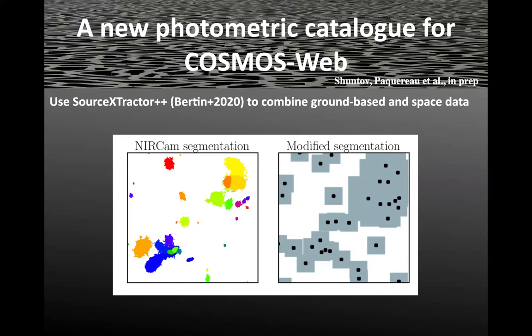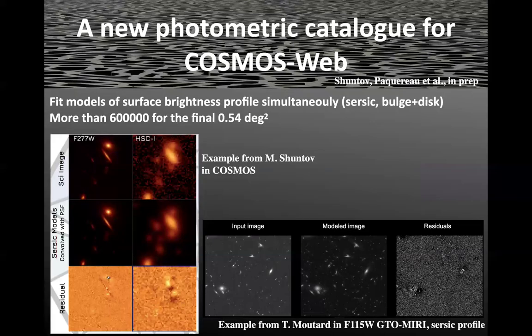To do the photometry, we do this profile fitting. We have a surface brightness profile. We use either a Sersic or a bulge plus disk model, and we fit this model to the observation, and we fit them together.